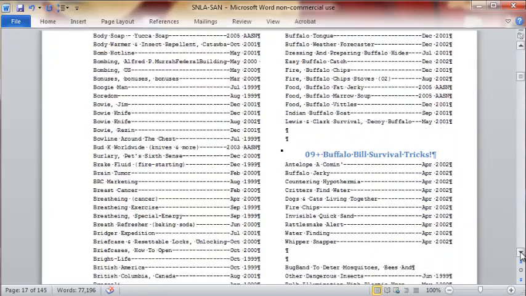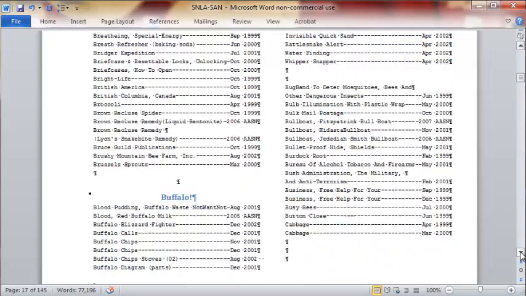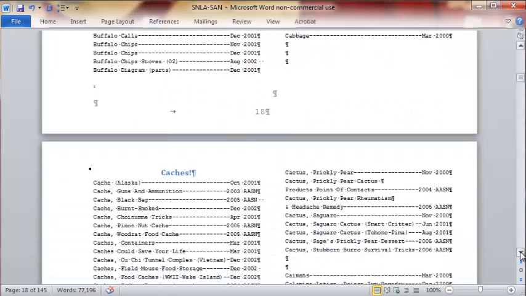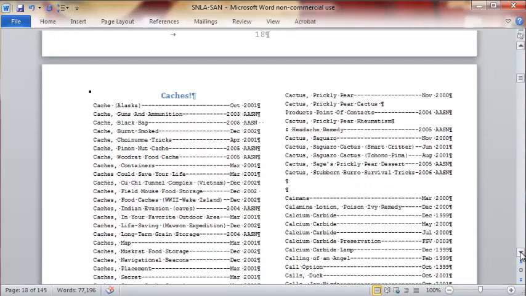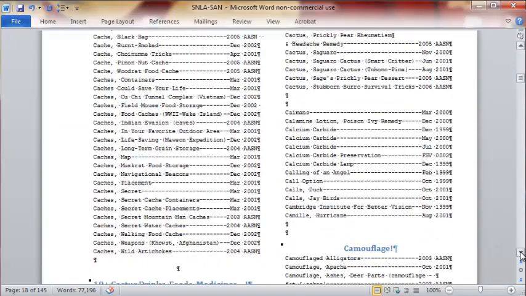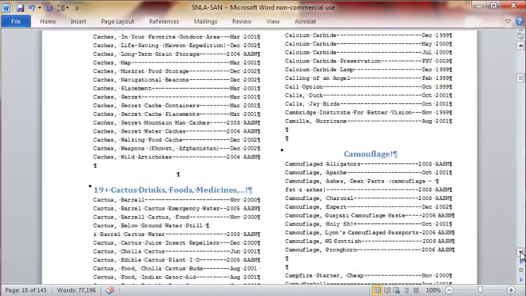9 Buffalo Bill survival tricks. You all know about Buffalo Bill. If you don't, you will in that newsletter. And then we go Buffalo right there. Caches. You got to know about caches. Hunters, campers, hikers, soldiers, you got to know about caches, how to hide your stuff. Okay, the real way. Okay, 19 cactus drinks, foods, and medicines.